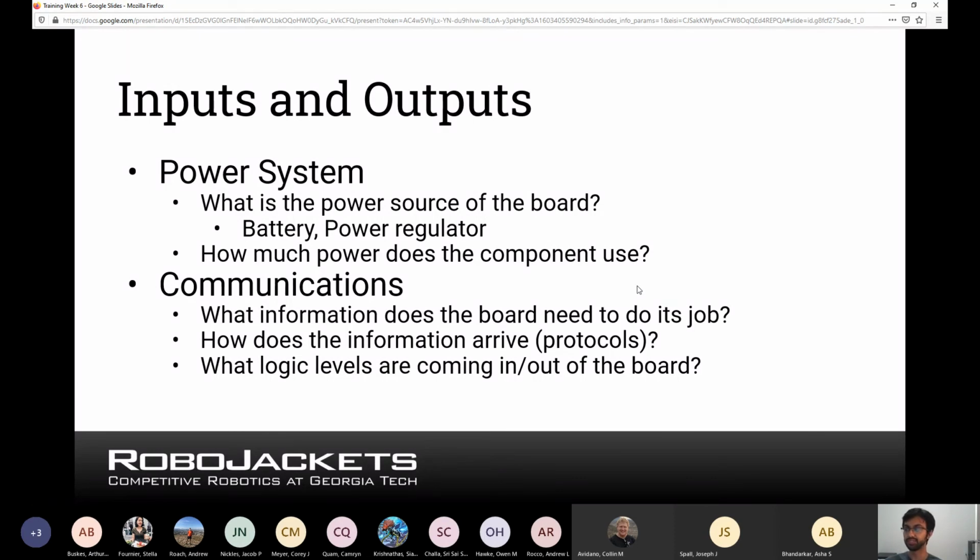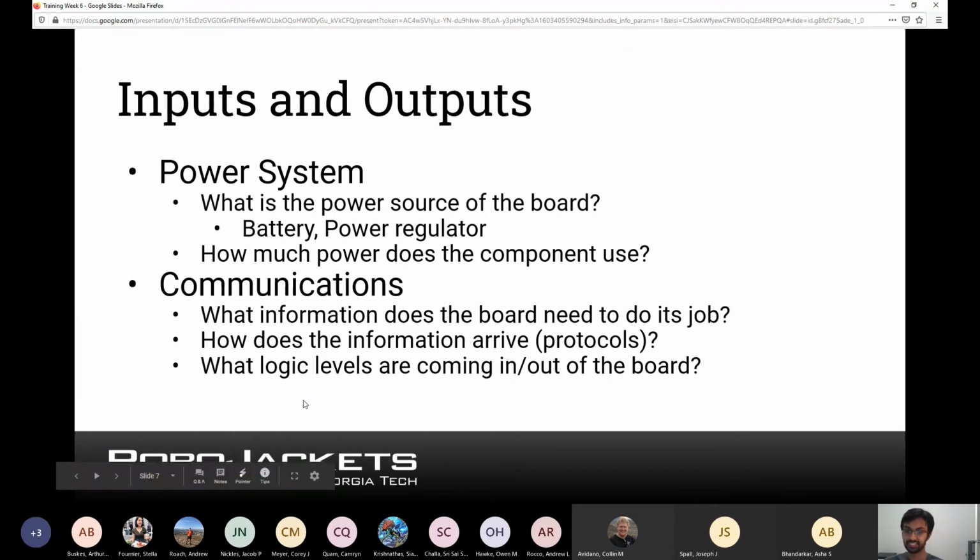And now once you think about what information you need, you can think about how that information arrives. And this is what sort of communication protocols and data formats you're going to get. Are you going to get 1 byte at a time? Are you going to get 2 bytes at a time? Are they coming in I2C, SPI, UART, and so on and so forth?